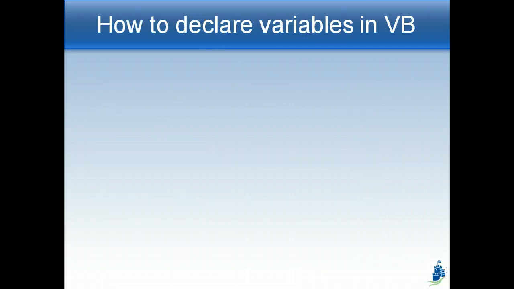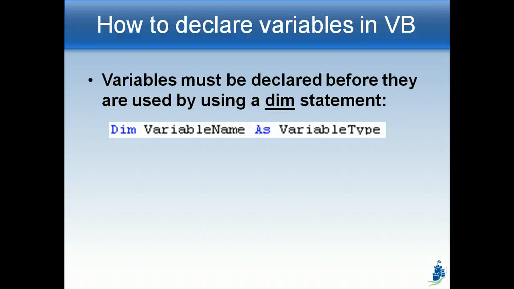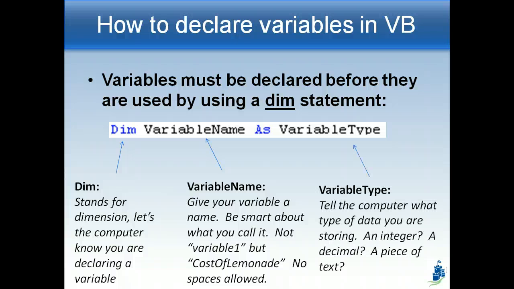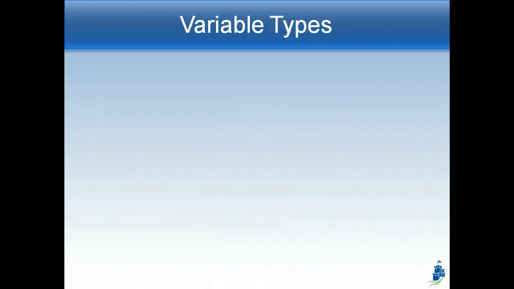No problem. All right, remember, of course, before we use variables, we have to declare them, and we use that dim statement to do just that. And to use the dim statement, we say dim, and then we give the variable a name, and then we give it a variable type. Now, that's really important. There are lots of different types of variables, and today we're going to learn a new one. All right, so that's all review. Let's talk a little bit more about the types of variables. We're going to learn a new one today called decimal variables.